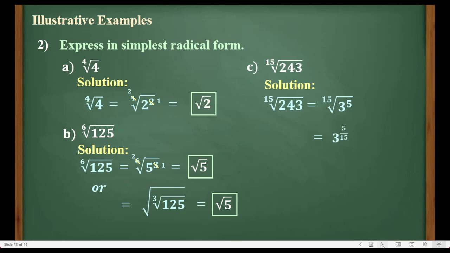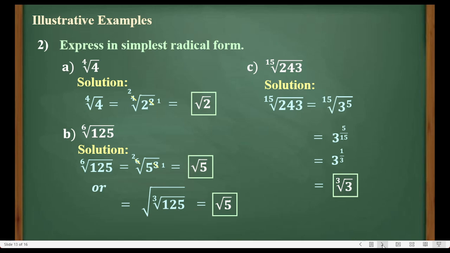Or, we could write this radical form as an expression with a rational exponent. So this can also be written as 3 raised to 5 over 15. And we cancel the greatest common factor of 5 and 15. From 5 over 15, it becomes 1/3. 3 to the 1/3, and then we restore it back to its radical form. So 3 to the 1/3 is actually the cube root of 3.